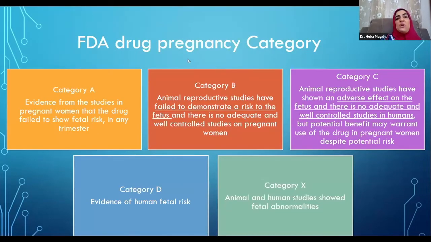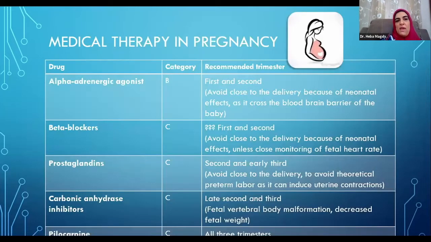There is an FDA drug pregnancy category, and our anti-glaucoma medications lie in category B and category C. Category B means that in animal studies there is no risk effect on the fetus, but there is no human study. In category C, the animal studies show an adverse effect on the fetus, but there are no human studies. Actually, all of the anti-glaucoma medications belong to group C. Group C again means that in the animal study, there is an adverse effect to the fetus.